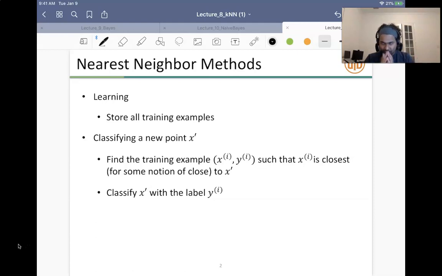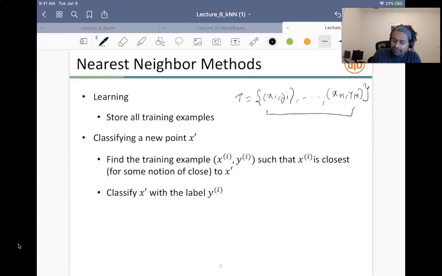Okay, so what's the idea of nearest neighbor? Well, nearest neighbor really can be described in just one slide. I have my training examples, which are x1, y1, same notation that we have been using, until xm, ym. These are my m training data points. I store all my m training data points in memory. So literally, in the nearest neighbor algorithm, the learning is trivial. I just store all my data points in memory.